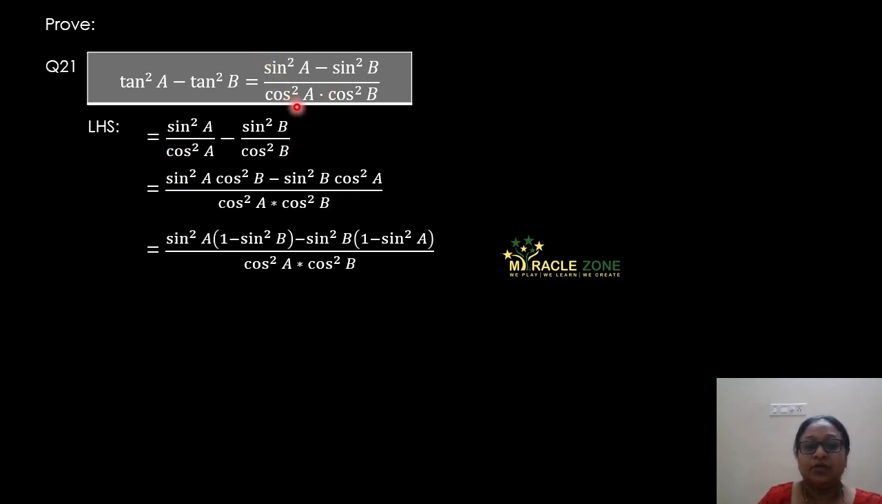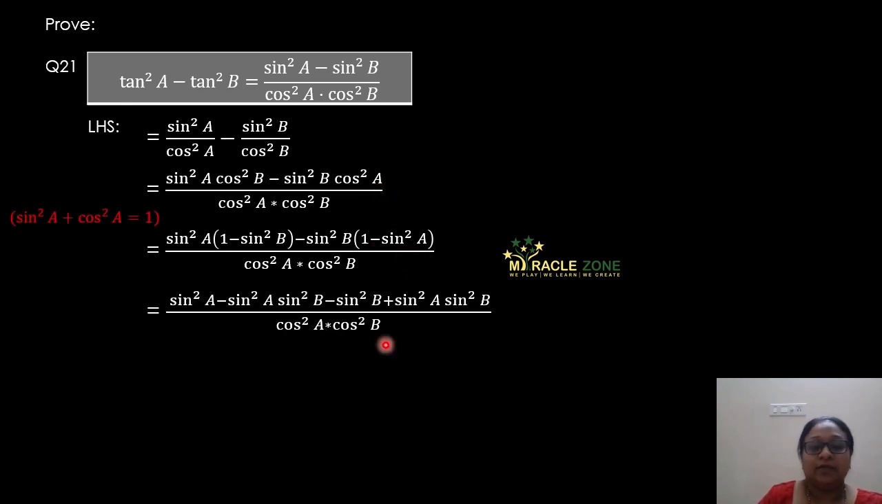We need the output in terms of sin. So how can you write cos in terms of sin? Cos square is nothing but 1 minus sin square. So cos square b, we are rewriting as 1 minus sin square b, and here cos square a is 1 minus sin square a. Then we are multiplying inside. So this will become sin square a minus sin square a into sin square b minus, when you multiply minus sin square b to the inside, minus sin square b, minus into minus, plus sin square a sin square b by cos square a into cos square b.